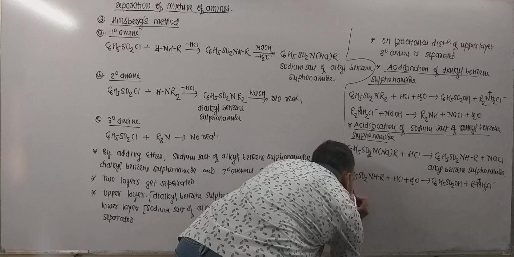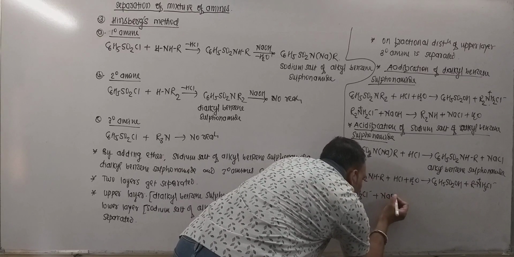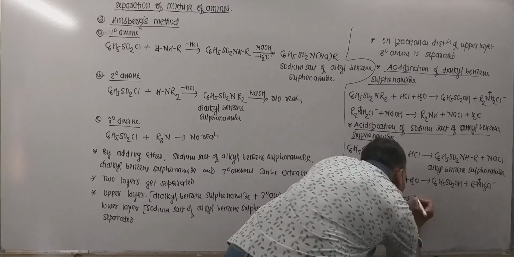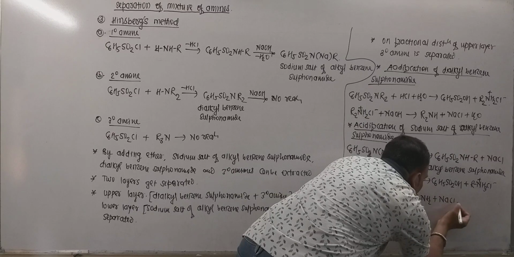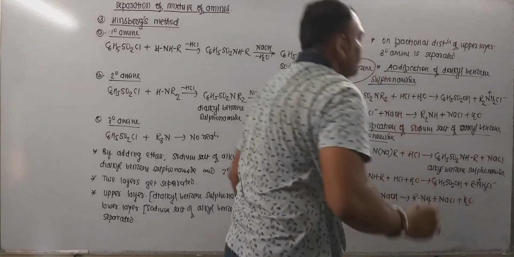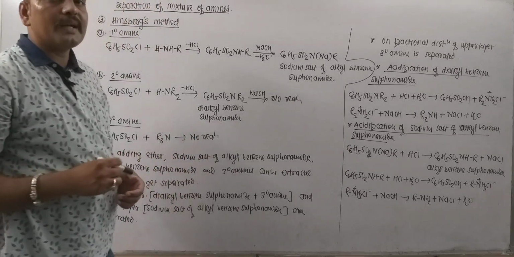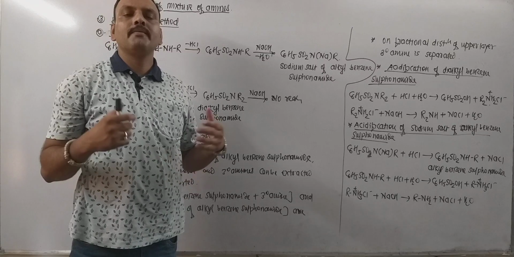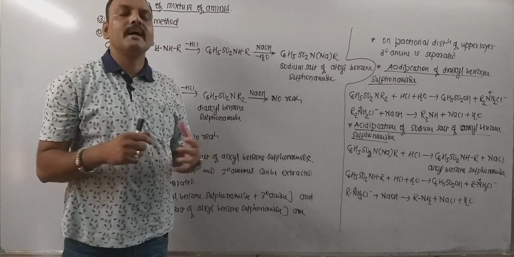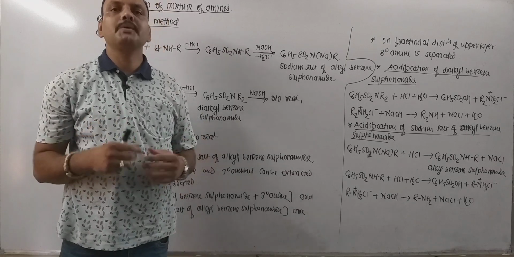Now we treat this alkyl ammonium chloride with NaOH to get our corresponding primary amine along with NaCl and water. In this way, by using Hinsberg's reagent, one can isolate primary, secondary and tertiary amine from a mixture. So these are the methods to separate amines. Thank you very much.